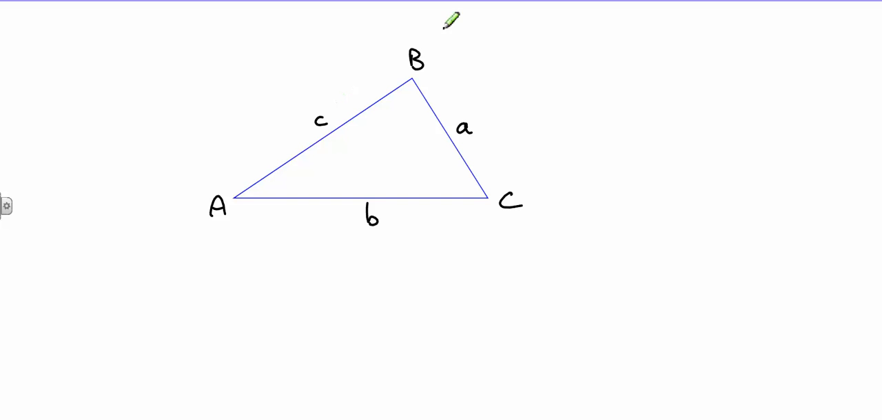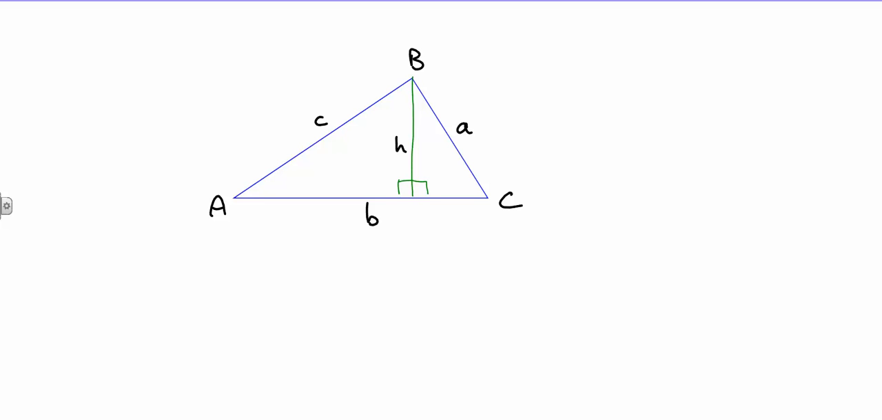Now, supposing we draw a line from B to AC, so it cuts the line AC at right angles like that. And we'll let the length of this perpendicular from B to AC have length h. This then splits our triangle ABC into two right-angled triangles. This one has BC and the line, and we've got AB including that line as well.